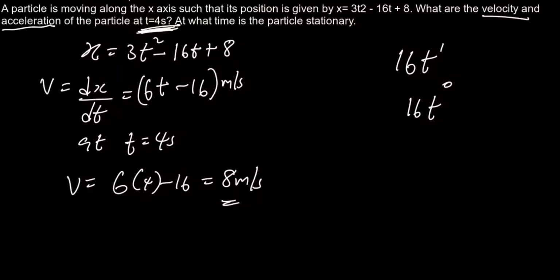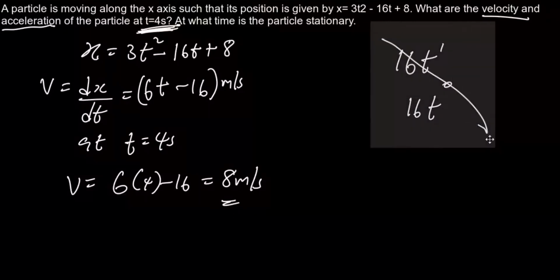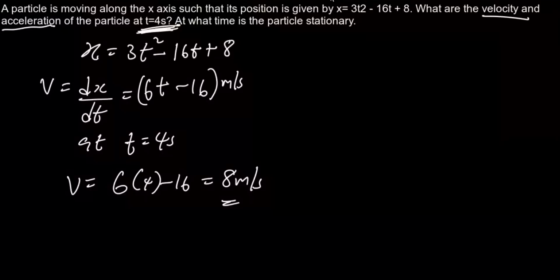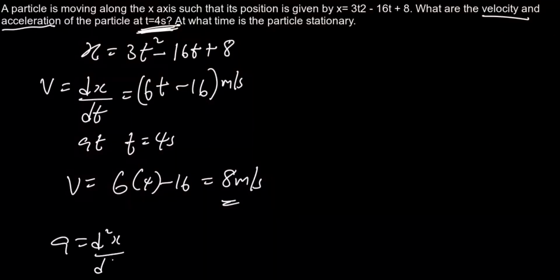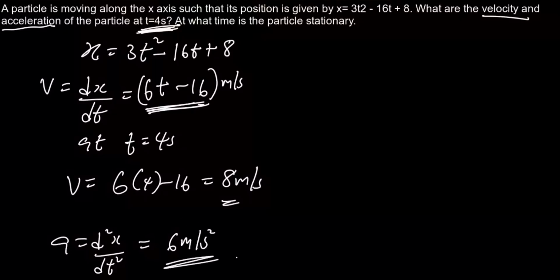And what is the acceleration? Remember, when I differentiate twice, I'll have acceleration. So my acceleration is d squared x over dt squared. Differentiate it again. What will you have? If you differentiate 6t, you have 6. This one is a constant, so like I said, I just have an ordinary 6. So I'll just have meters per second squared.